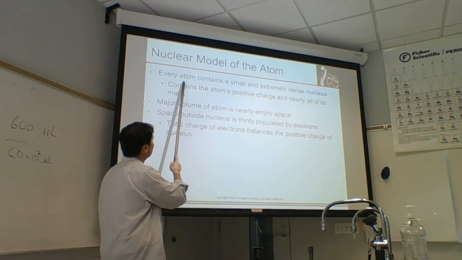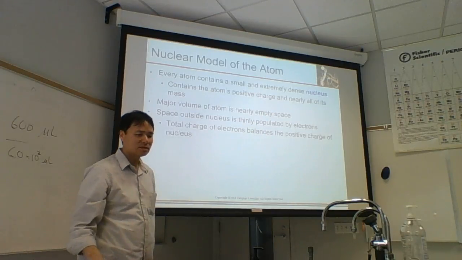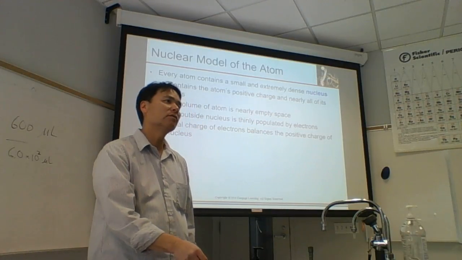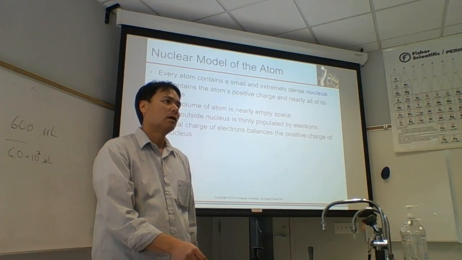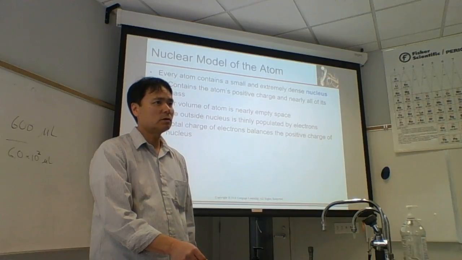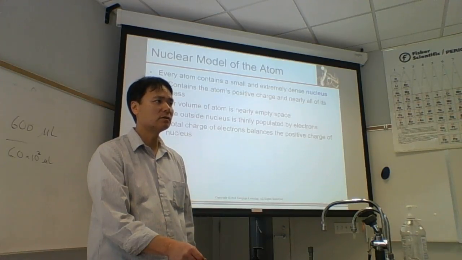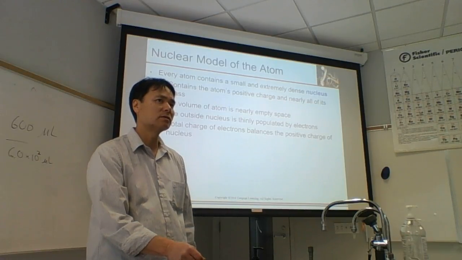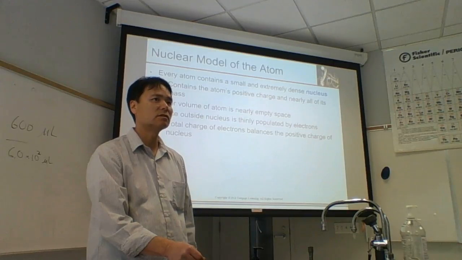And the nuclear model of the atom, there's a nucleus in the center. And the nucleus in the center contains all the what? Protons and neutrons. The protons contain all the positive charge in the atom, and so the nucleus contains all the positive charge. And the protons and neutrons together contain most of the mass of the atom. And so what is the approximate density of the nucleus?